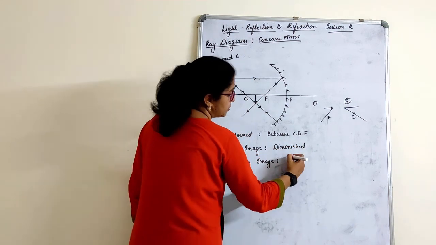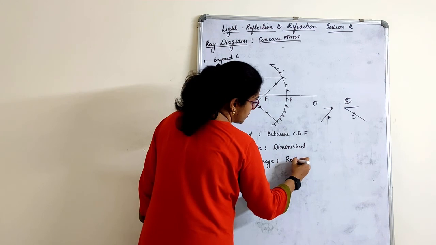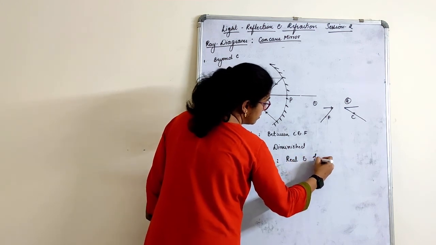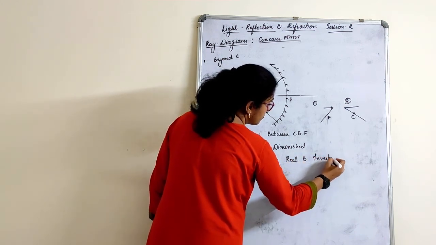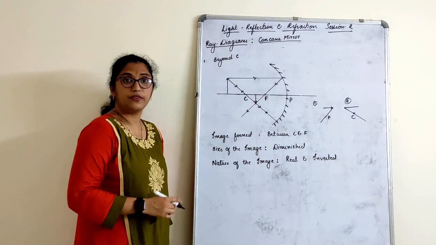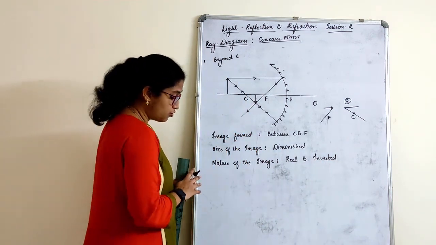Nature of the image. Real and inverted. Very clear? Let's move to the next ray diagram.